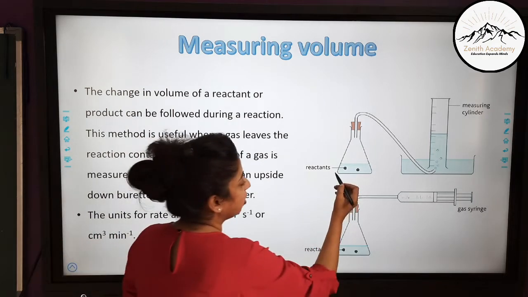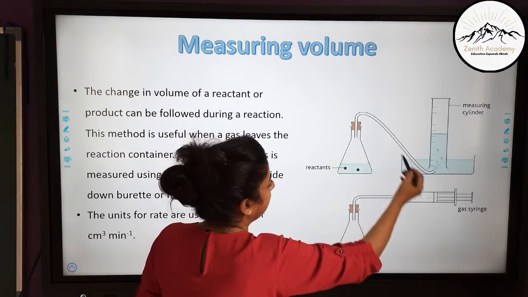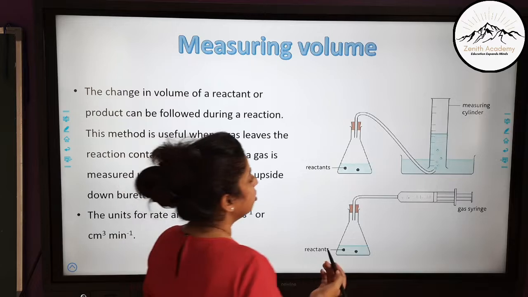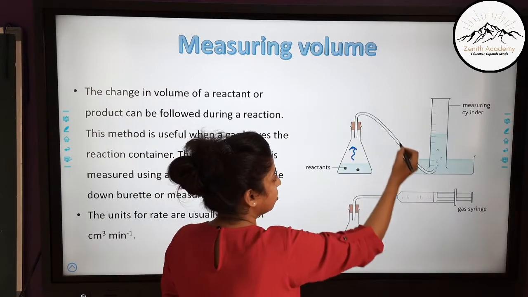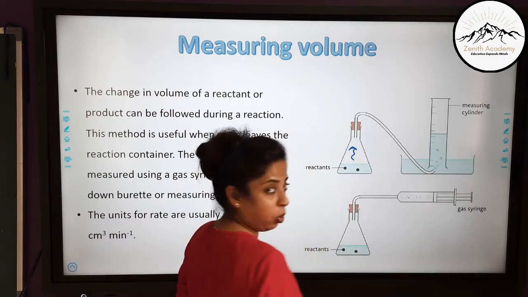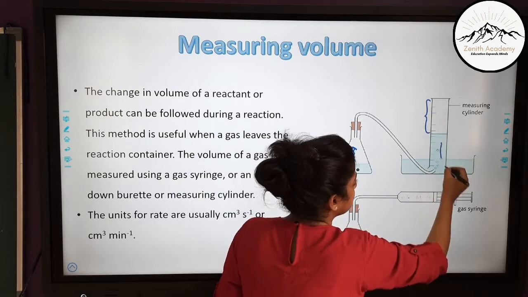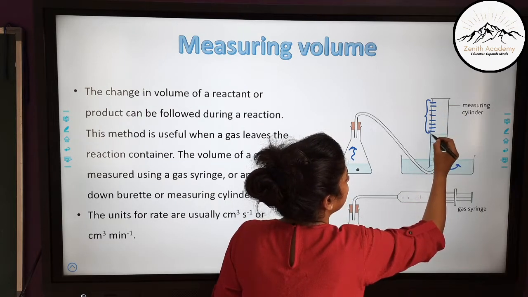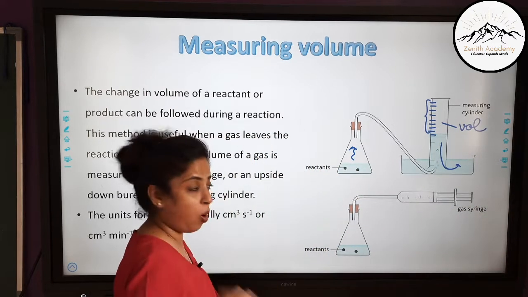So here you can see there are reactants in this conical flask. We have added a stopcock and a delivery tube which leads to the measuring cylinder, or it can be an upside down burette. Now when one of the products formed is a gas, the gas will be released, go here and get collected. In this example, it is being collected by downward displacement of water. The gas is getting collected here and displacing the water down. Since this is graduated, we have some readings here, so we can directly measure the volume of the gaseous product that is formed.